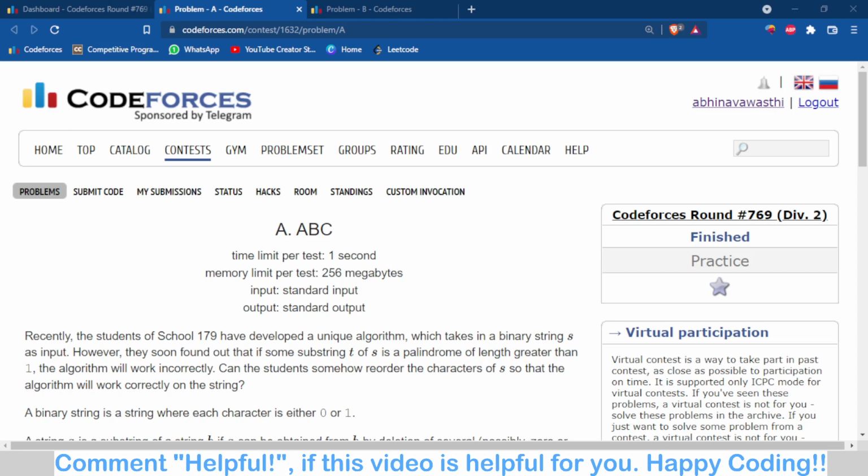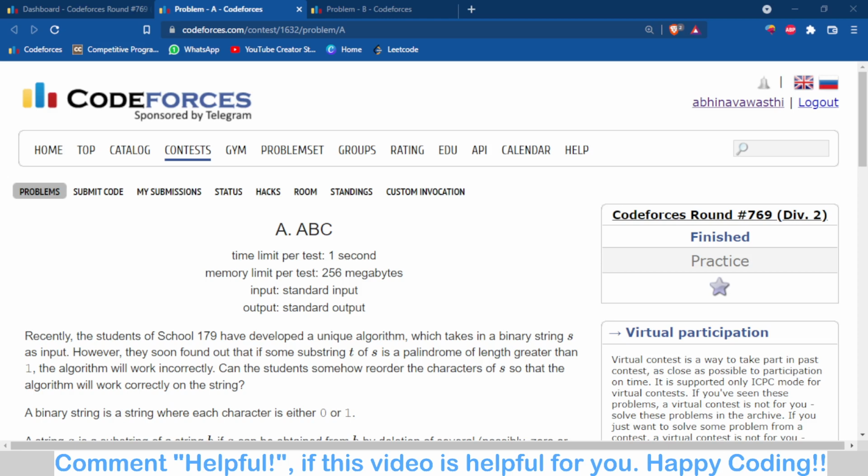And it is given that if that particular string contains a substring that is a palindrome, then in that case that particular algorithm will not work. It will work incorrectly. So the students have to reorder the characters so that the algorithm works correctly. So for making the algorithm work correctly, we have to rearrange the characters of S so that no palindrome will be there.